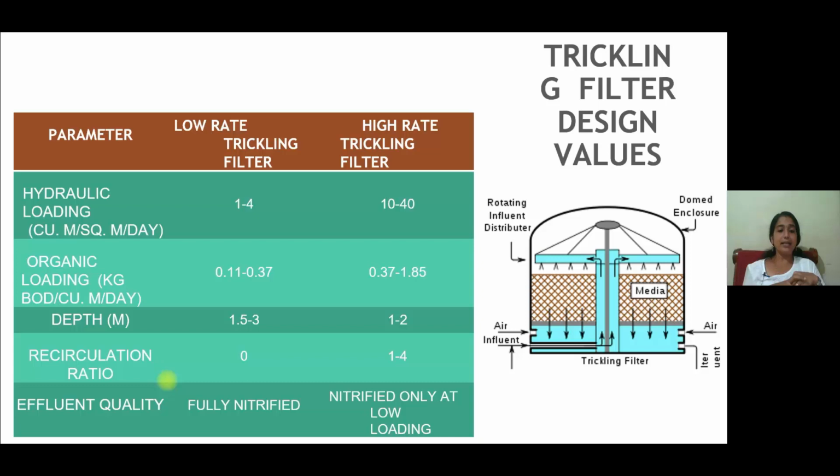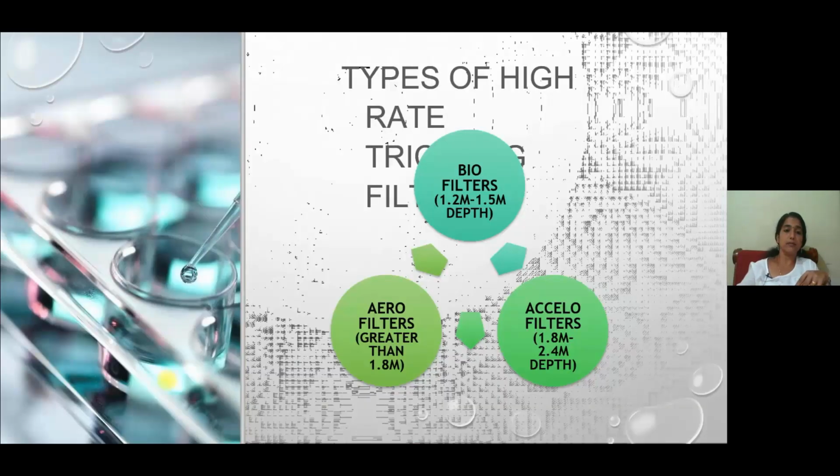Then the effluent quality: in the low rate trickling filter it is fully nitrified, and in the case of high rate trickling filter, nitrified only at a low loading. Then types of high rate trickling filters, that is biofilters, aerofilters and accelofilters. These are the high rate trickling filters used in wastewater treatment plants.